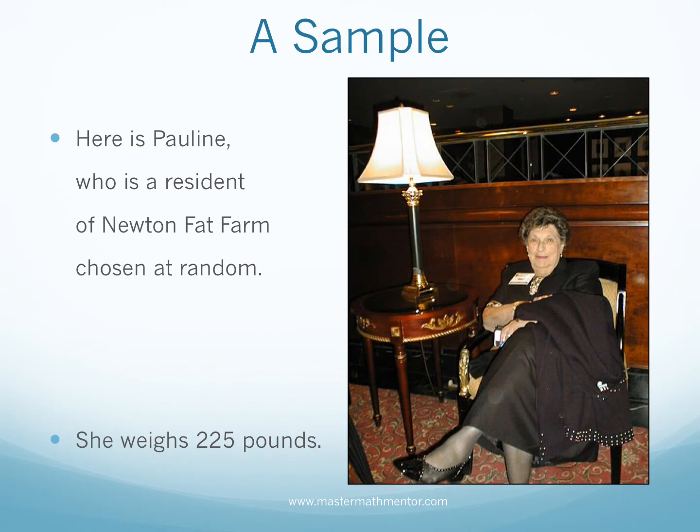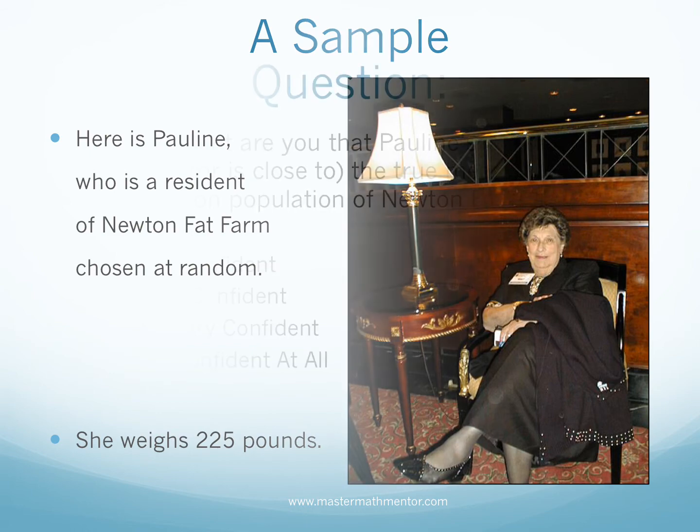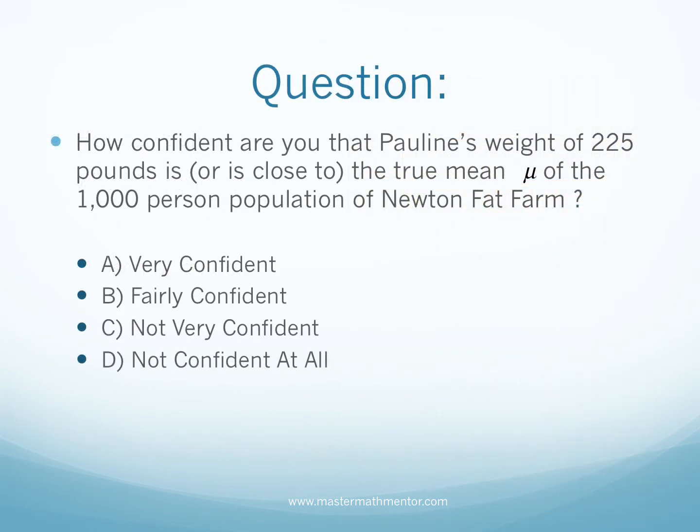Walking out of Mr. Tyree's office, you encounter Pauline in the lobby, and you strike up a conversation with her. You ask her weight, and she has no problem telling you that she weighs 225 pounds. So our first question is, how confident are you that Pauline's weight of 225 pounds is, or is close to, the true mean mu of the 1,000 person population of Newton Fat Farm? A, very confident, B, fairly confident, C, not very confident, D, not confident at all.